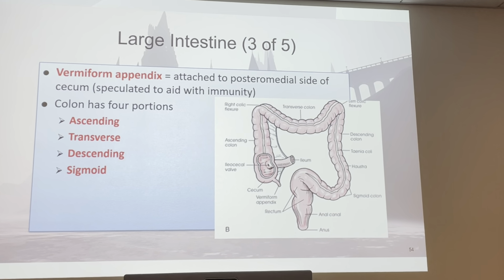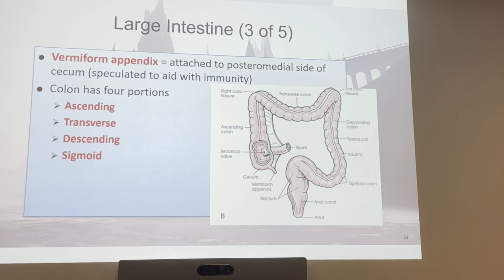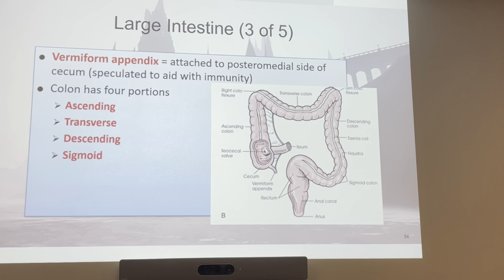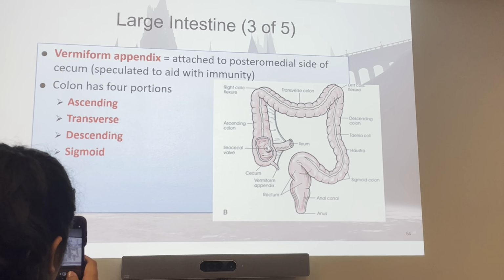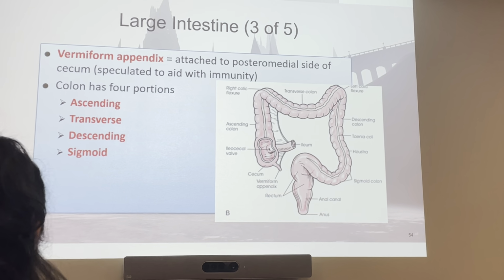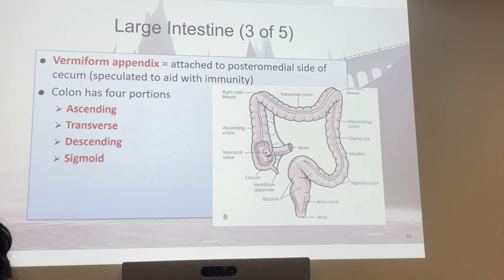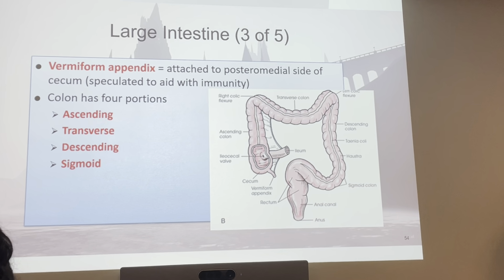All right, guys. There's that vermiform appendix once again. Just a little bit of a definition attached to it. Attached to the posterior-medial side of the cecum, speculated to aid with immunity. 4 main portions of the colon that we just talked about: ascending, transverse, descending, and sigmoid. Ascending, transverse, descending, sigmoid.